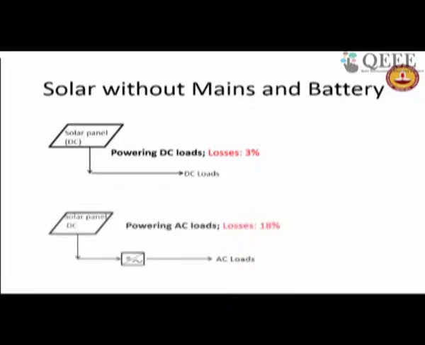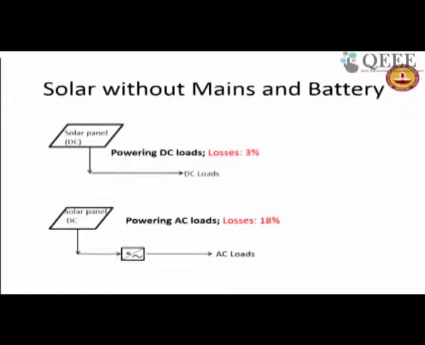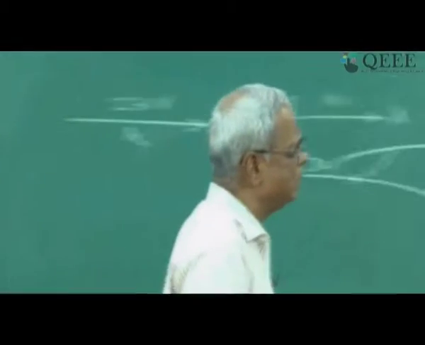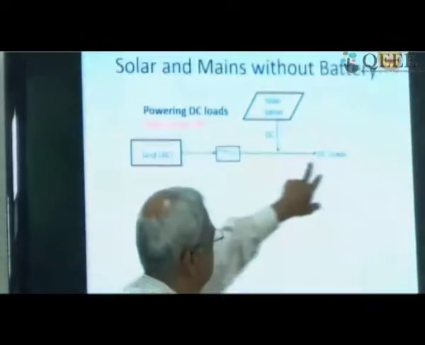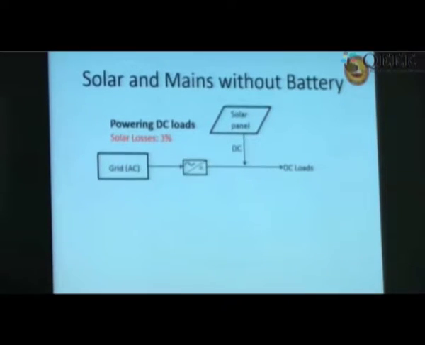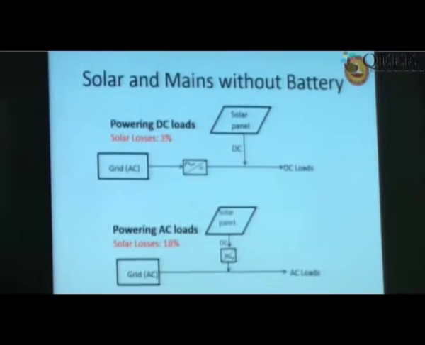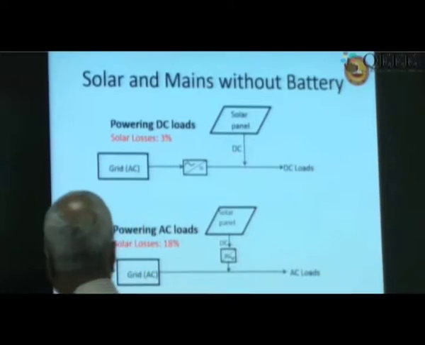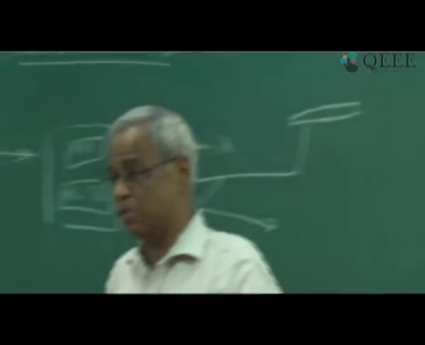But if I take solar panel and convert it from DC to AC, now I have losses of around 18%. I am taking small panels, all assume under 500 watts. Take solar and mains without battery. So solar and mains I am combining, grid you are converting to DC, this you are using DC directly and DC load. And if you see solar loss is about 3%, grid loss is 6%, same as what you got earlier. And if I take AC, solar losses become, because there is a DC to AC converter, about 18%, grid losses is 0. Grid losses is 0, remember that.